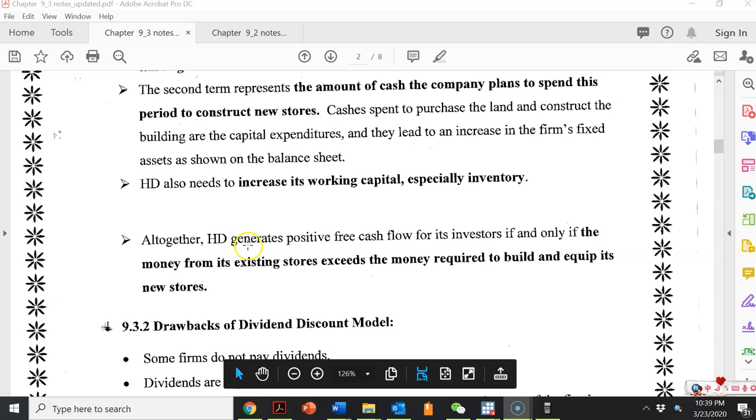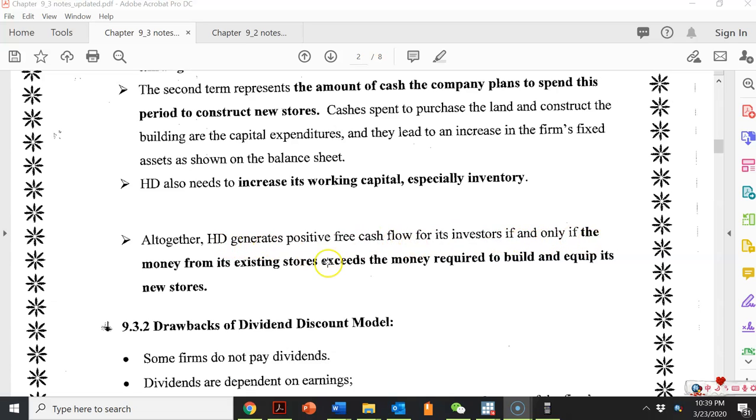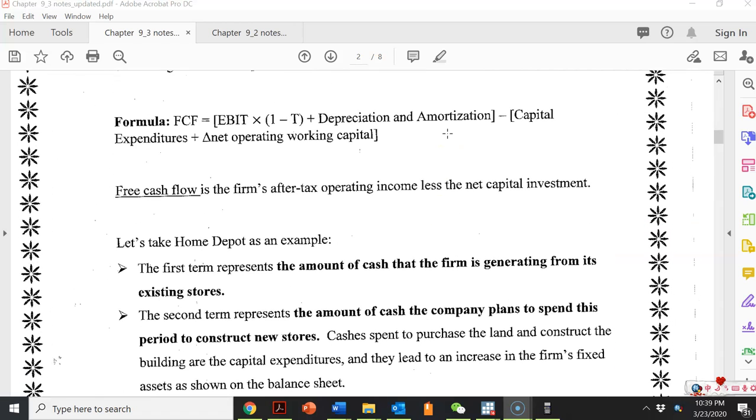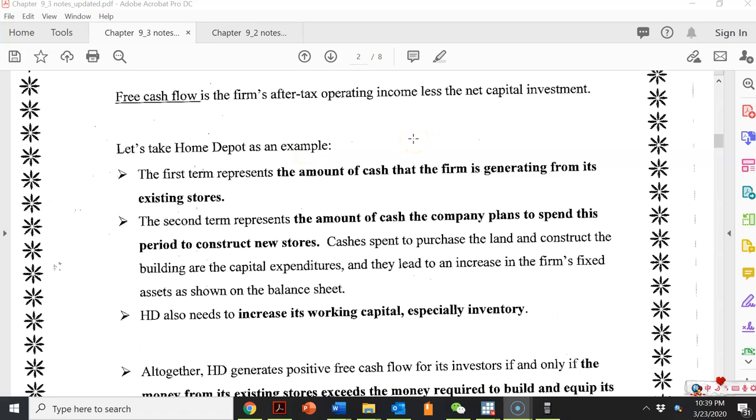Altogether, HD generates positive free cash flow for its investors if and only if the money from its existing stores exceeds the money required to build and equip its new stores. So we only have positive free cash flow if the first term, after-tax operating income from the existing stores, minus the expenditure on the new stores is positive.